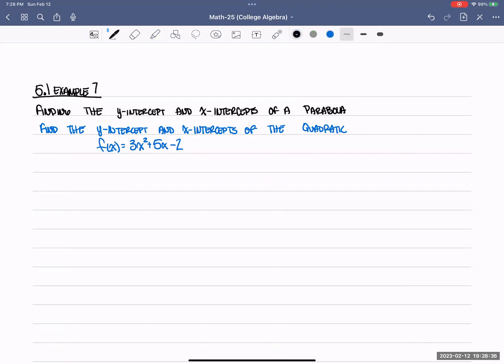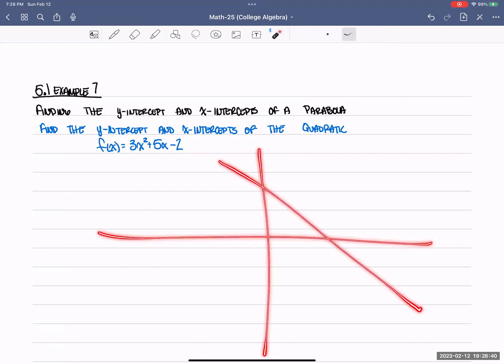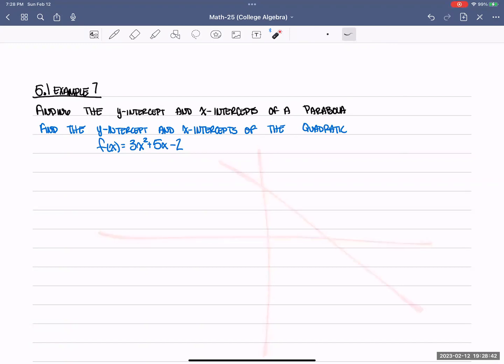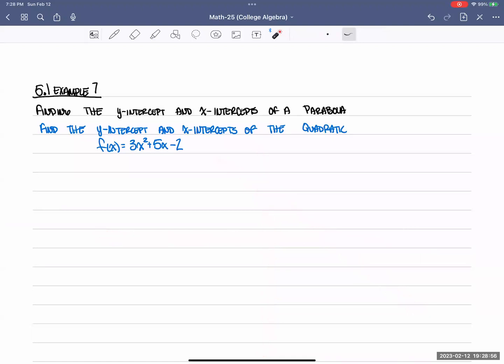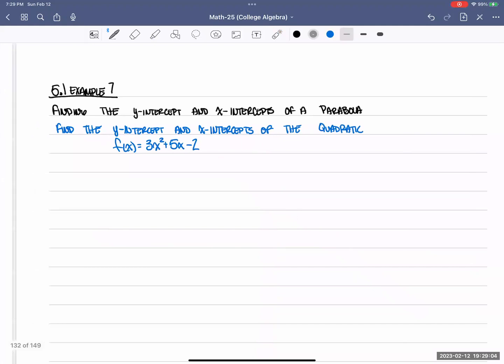So just like before, when we look at a line, our x-intercept happens when we intersect the x-axis, and that's where y is equal to 0. Our y-intercept happens when we intercept the y-axis, and that's where x is equal to 0. So to find the y-intercept, x equals 0. To find the x-intercept, y equals 0. So let's start with the y-intercept.